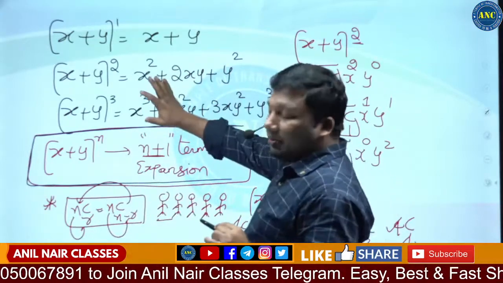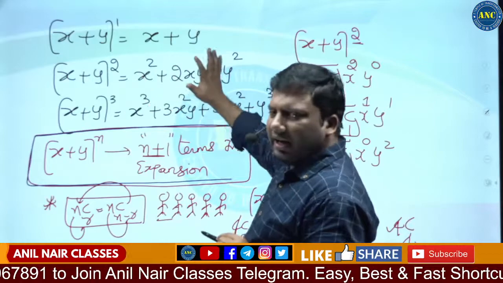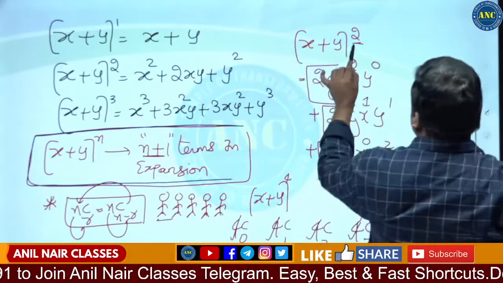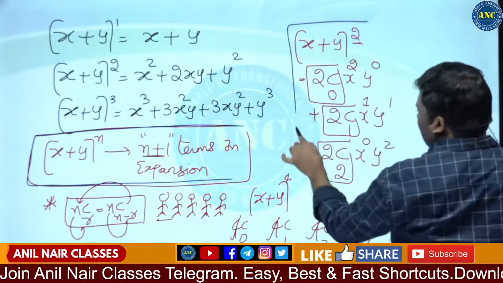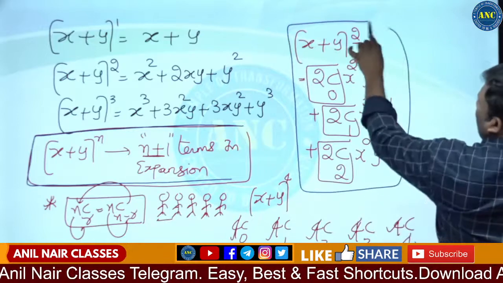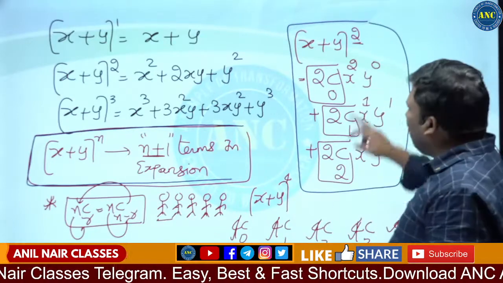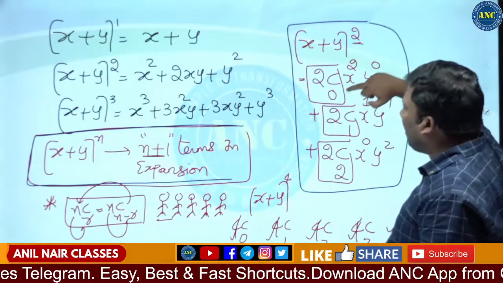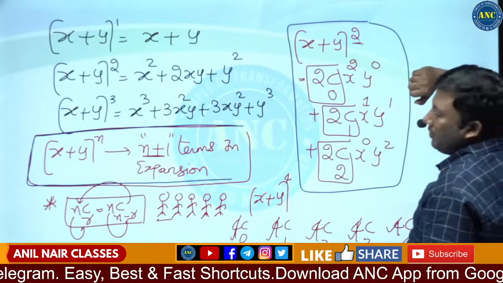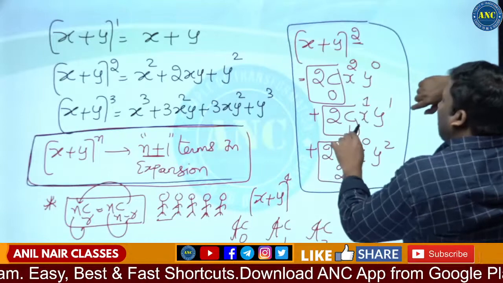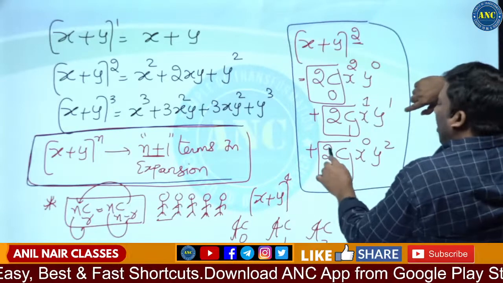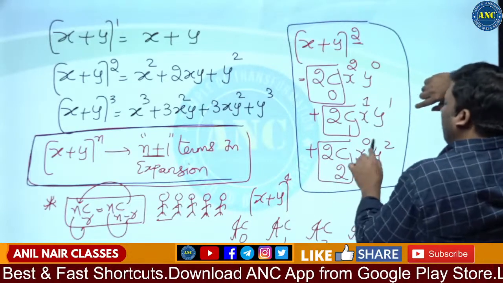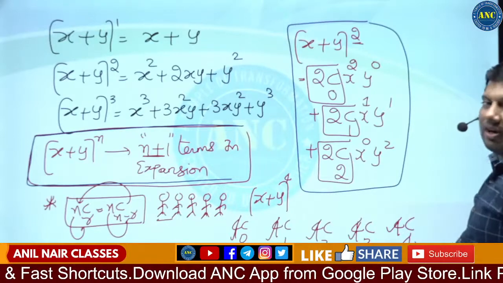You will not remember any formulae. You will remember like this: x plus y whole square. Out of 2, you are not selecting any power of y, y power 0. Out of 2, you are selecting 1 power of y. Out of 2, you are selecting 2 powers of y.